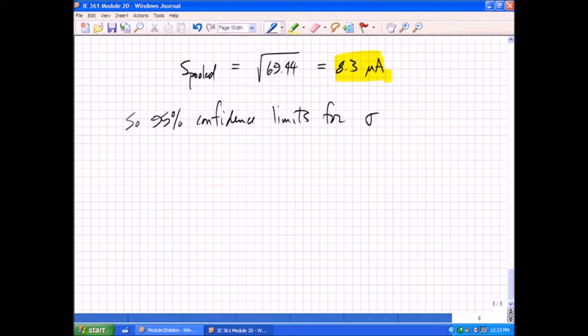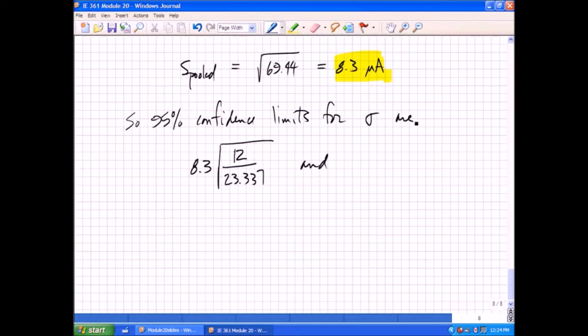95% confidence limits for sigma are then going to be this 8.3 times the square root of degrees of freedom over chi-square value. Degrees of freedom are 12. That's the number of observations minus number of groups, N minus R. And if I pull out the upper 2.5% point of the chi-square 12 distribution, I get 23.337.